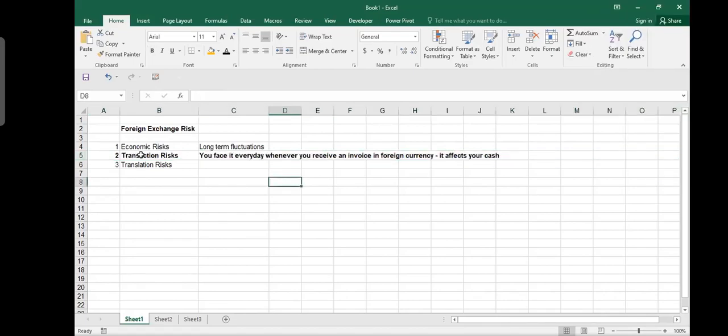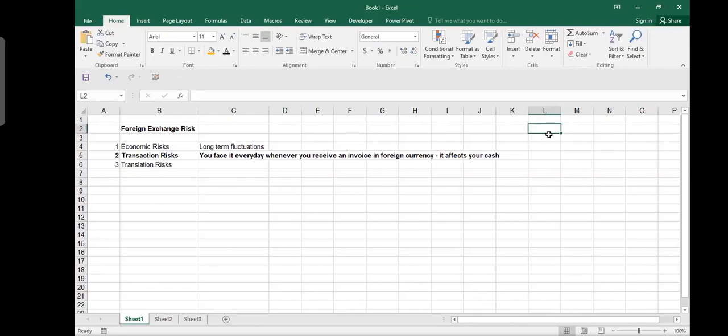Transaction risk means that you receive an invoice in dollars, and your local currency is something else, probably euro, or AED, the Emirates dirham, whatever. This is the risk which accountants face every time you receive an invoice, because you are going to book it in your own currency, and then ultimately you have to pay it in a foreign currency. So this is what we are going to discuss.